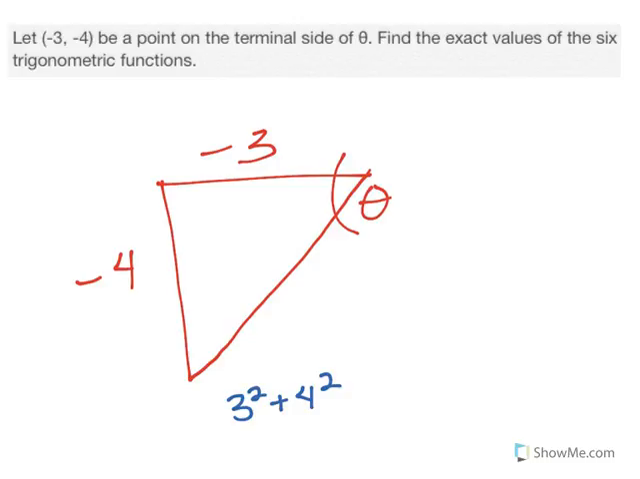The hypotenuse, no matter what quadrant you're in, is always going to be positive. That's really important, because the hypotenuse is not a measure of which direction you're going. It's just a strict measure of distance. You cannot travel negative distance. So just keep that in mind. We're going to have 9 plus 16, which is 25, so that means our hypotenuse is 5.